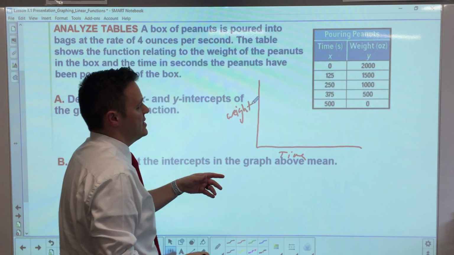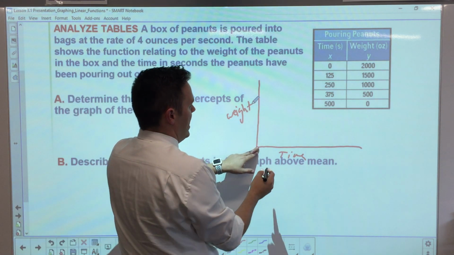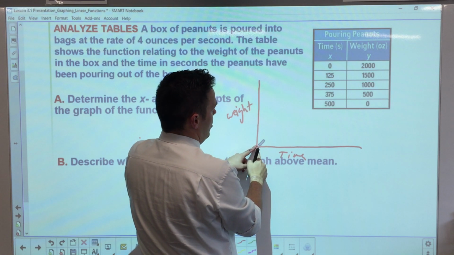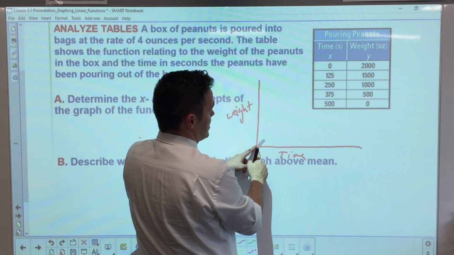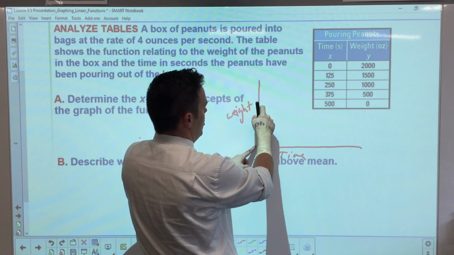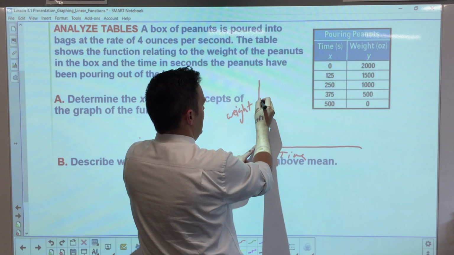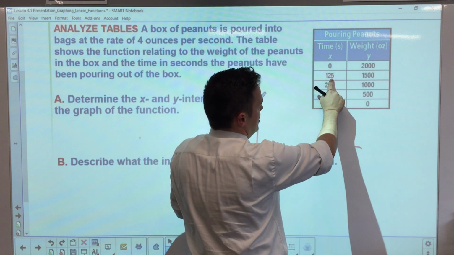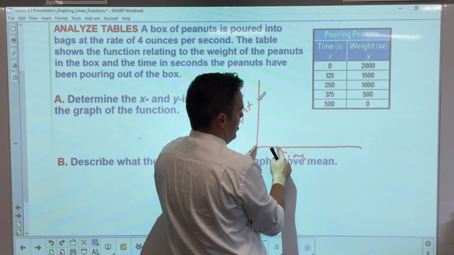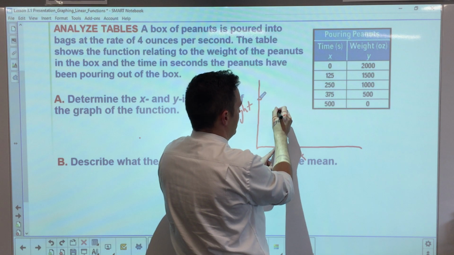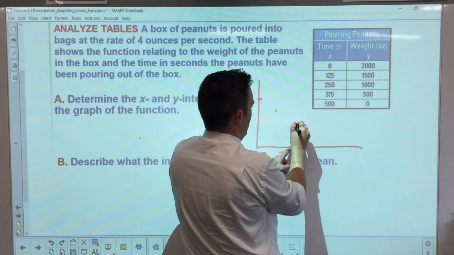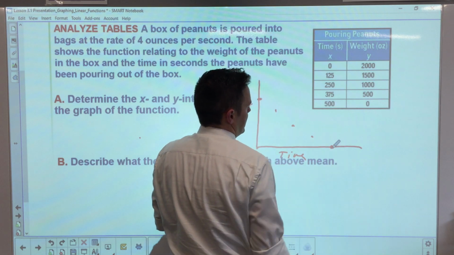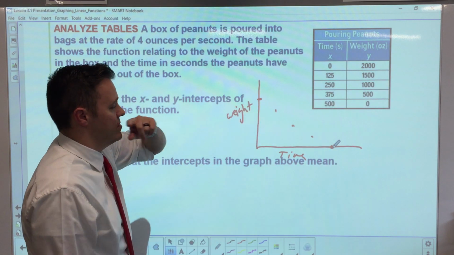All right, so when we set this up, we know we're starting at 0, 2000. So let's say it's right about here, okay? Then if you look at 125, so we move over 125, and it's going to go down, down, down, until eventually you do what? Cross right there. So what is your y-intercept?